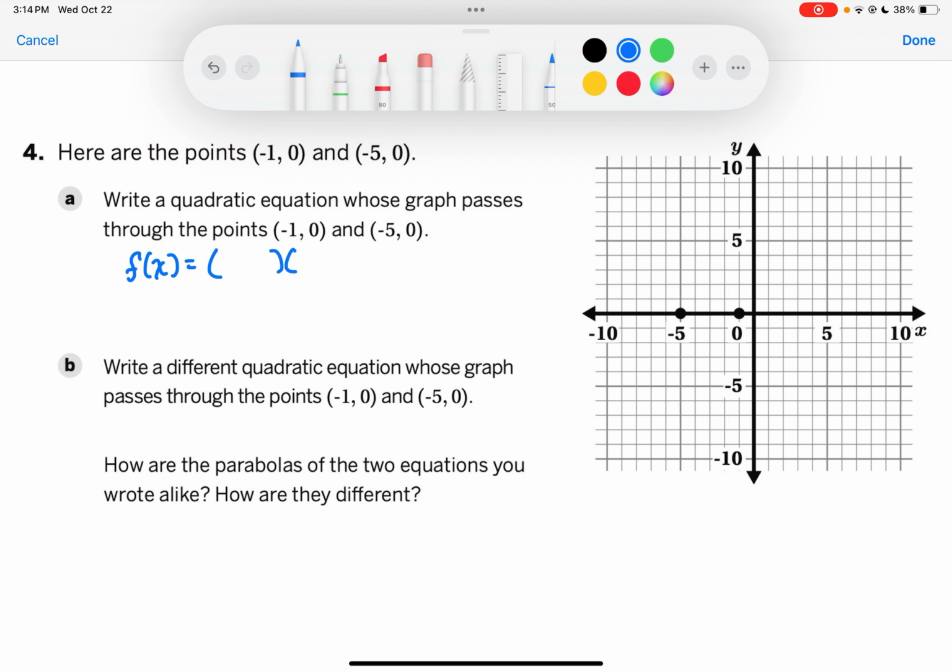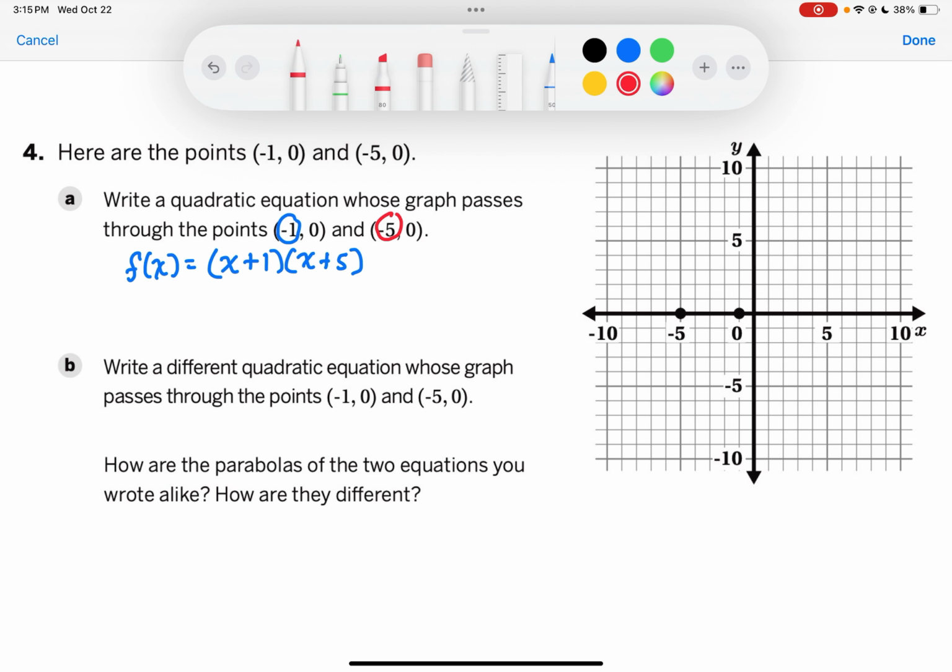equals, so again, we have to figure out: if I plug in -1 for x, what do I have to add to -1 to get 0? That would be +1. If I plug in a -5 for x, what makes it 0? +5. So remember, you have to think backwards. When I plugged these in, what was my original factor form? So there's one equation.